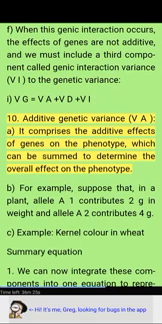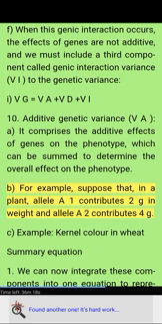10. Additive genetic variance, VA. A. It comprises the additive effects of genes on the phenotype, which can be summed to determine the overall effect on the phenotype. B. For example, suppose that, in a plant, allele A1 contributes 2 grams in weight and allele A2 contributes 4 grams. C. Example: kernel color in wheat.